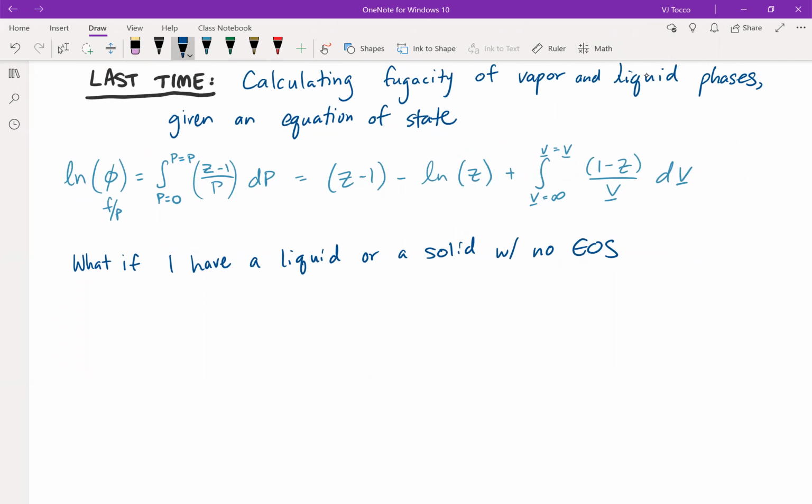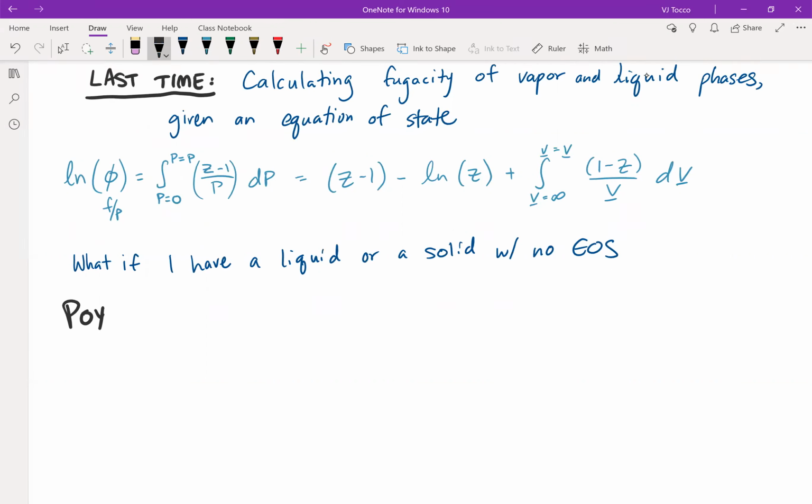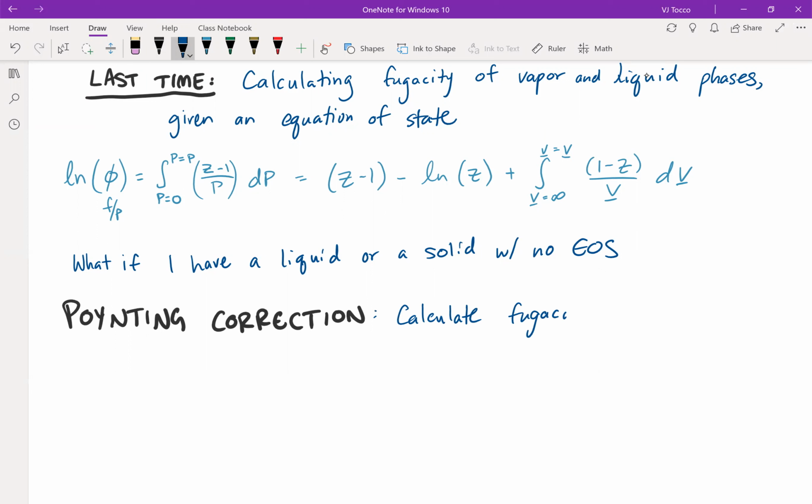This is called the Poynting correction, and it is for, again, calculating the fugacity of a liquid or a solid with no equation of state, or at high pressure.